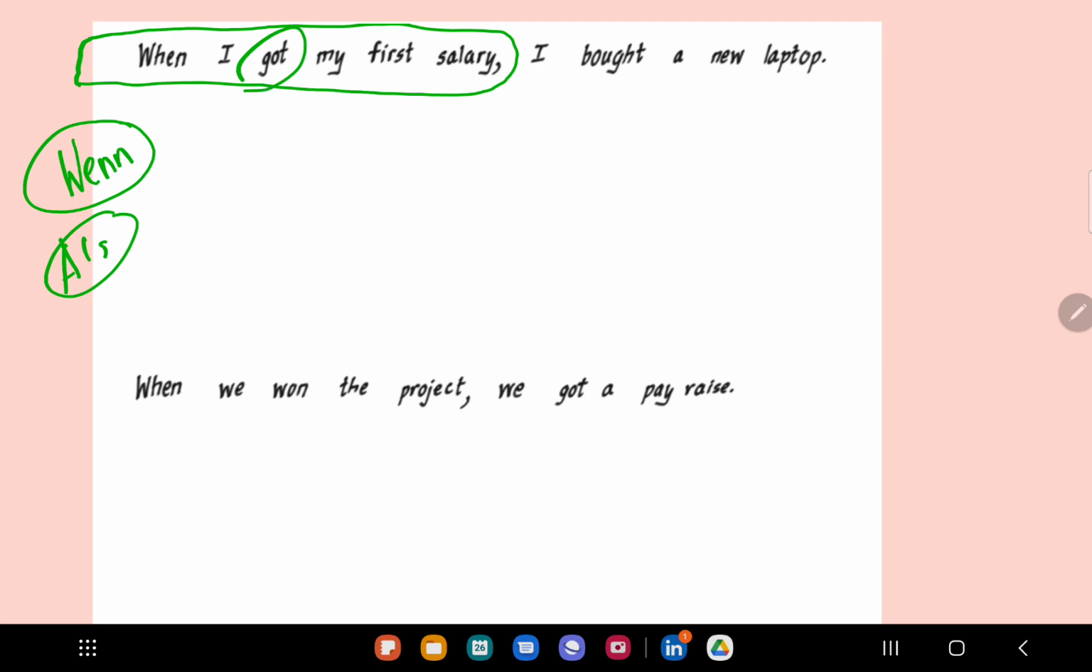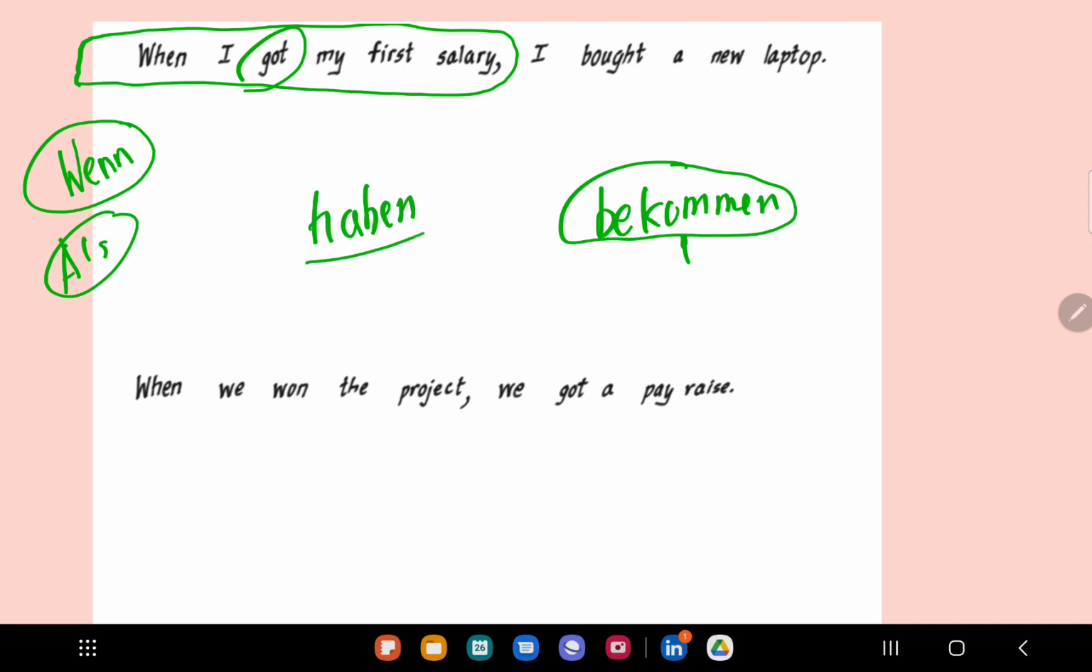Now I got my first salary. So here got is in past tense. So got is bekommen. We will try to write this sentence using participle zwei. So participle zwei of bekommen is also bekommen, and the helping verb you will use over here is haben. Haben is most of the times used. You use sein only for special scenarios. One scenario is whenever you are talking about a movement, for example, I flew to this country. Ich bin nach diesem Land geflogen. Whenever there is a movement, when you wake up, when you sleep, whenever there is a change in phase.